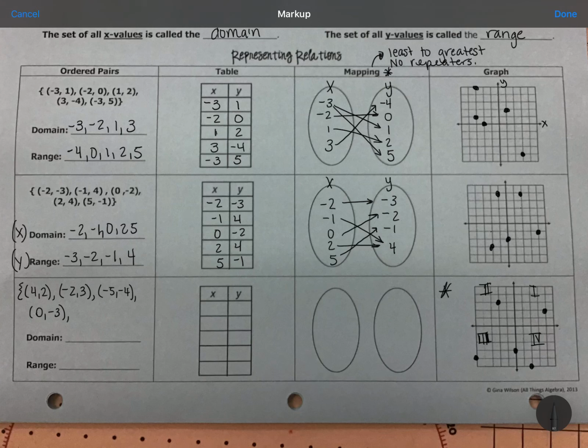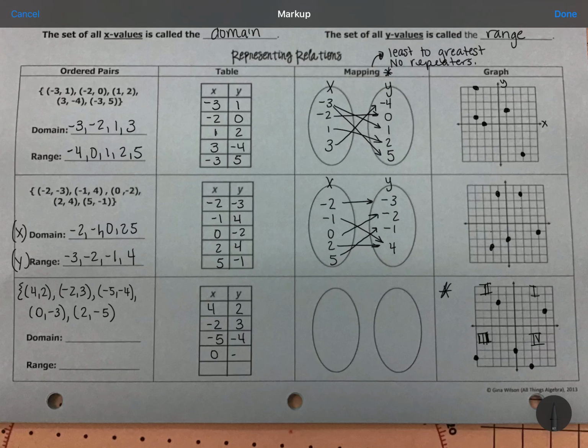My fourth quadrant is to the right 2 and down 5. To the right 2 and down 5. Remember, left is negative, down is negative, up and right are both positive. That was interesting. All right, my table, you simply just write your ordered pairs into the table.